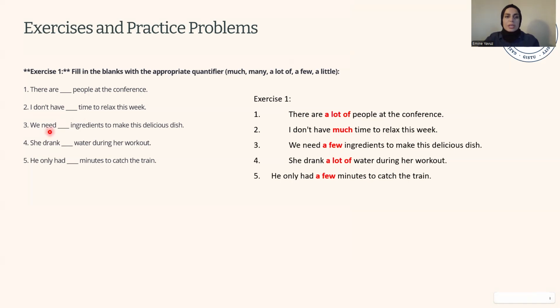We need a few ingredients to make this delicious dish. She drank a lot of water. Again, as in the first exercise, water is uncountable, but we can use a lot of with both uncountable and countable nouns. He only had a few minutes to catch. As minutes is countable, we can use a few.